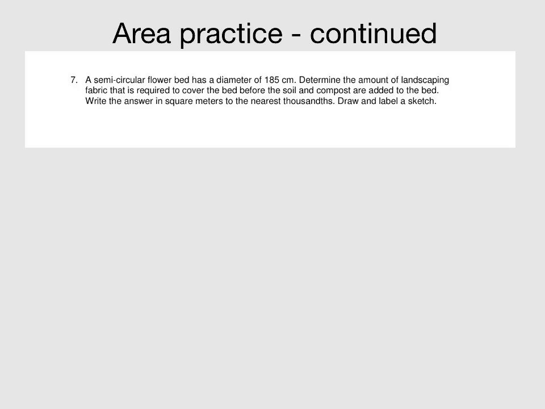This video is going to include 2 questions of area practice from the booklet, starting with number 7. It says a semicircular flower bed has a diameter of 185 centimeters. Determine the amount of landscaping fabric that's required to cover the bed before the soil and compost is added to the bed. Write the answer in, this is the most important part, square meters to the nearest thousandth. Draw a sketch and label it. So I'm going to draw a semicircle.